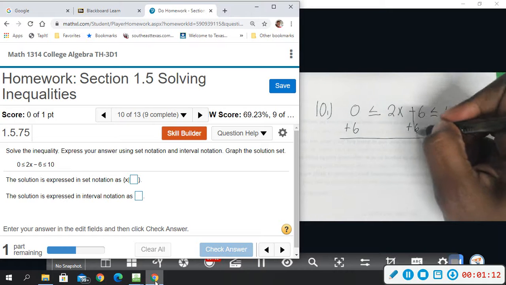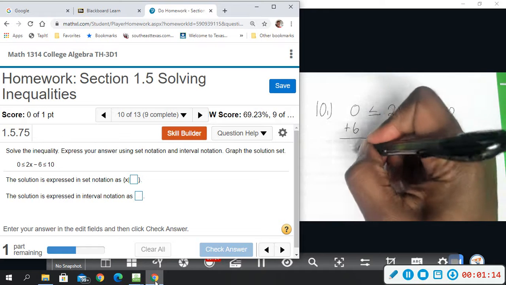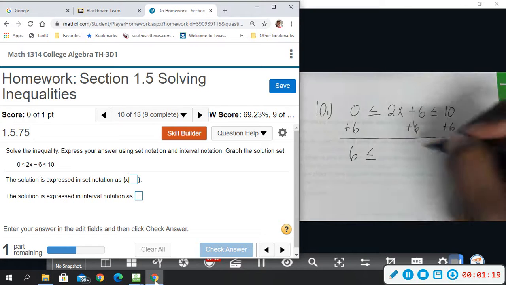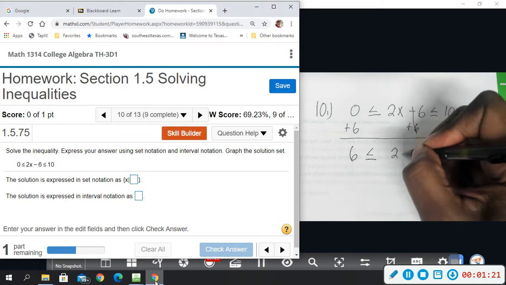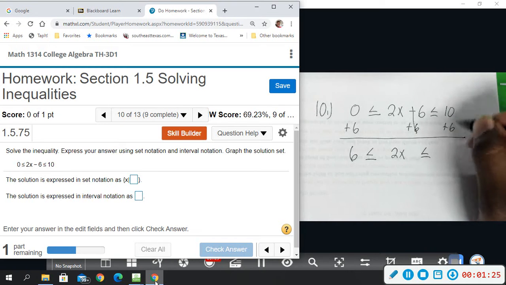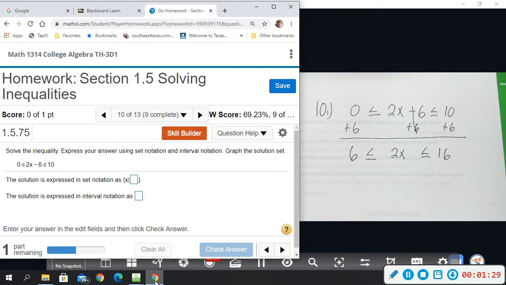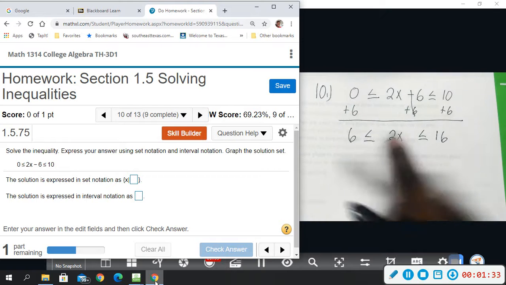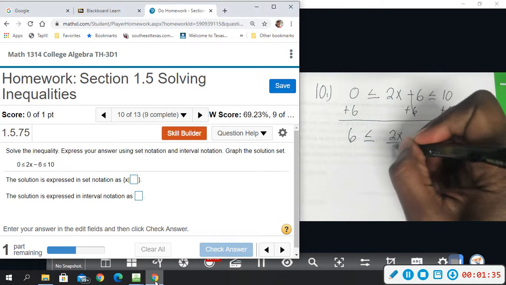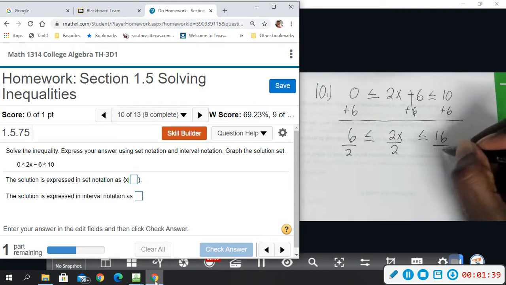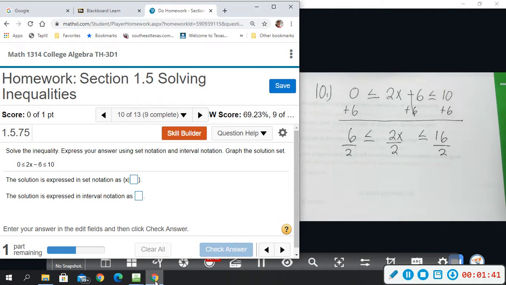Over here, that 6 will go to 0. 0 plus 6 will give us 6. Bring down our less than or equal to. Bring down our 2x. Bring down the less than or equal to. And 10 plus 6 gives us 16. And then finally, to solve for x, we will divide by 2. So we will do that again on all three parts. So that's the process whenever you have a compound.